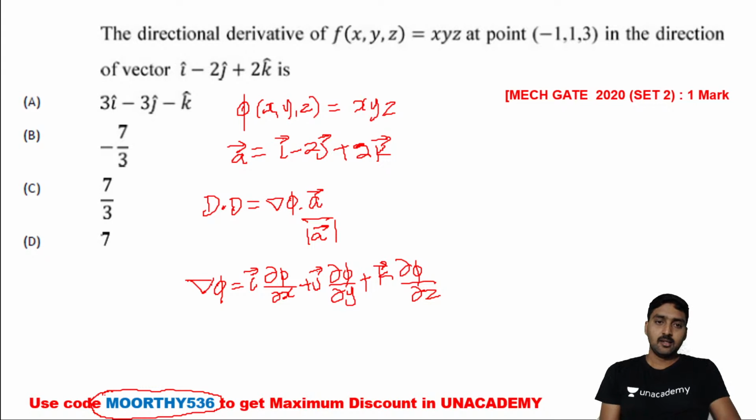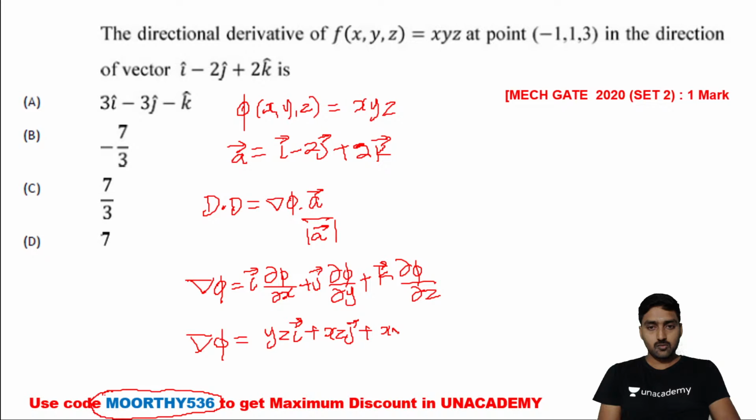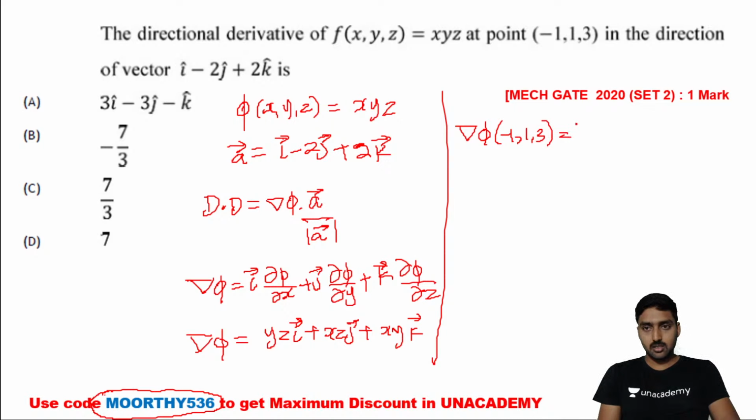Okay, listen. Now what about the value of del pi? Here del pi is equal to, with respect to x, yz i vector, with respect to y, xz j vector, xy k vector, at the point (-1, 1, 3). So we need to substitute the point (-1, 1, 3) into del pi.